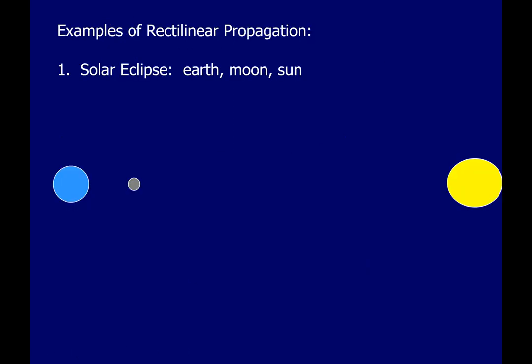Now, those diagrams that we just went over can also explain things like solar eclipse. Now, a solar eclipse is where the moon goes in front of the sun. So this is the moon, this is the earth, and this is the sun. But you probably would have guessed that anyways. So I'm going to make the light go from right to left, which would be even more challenging.